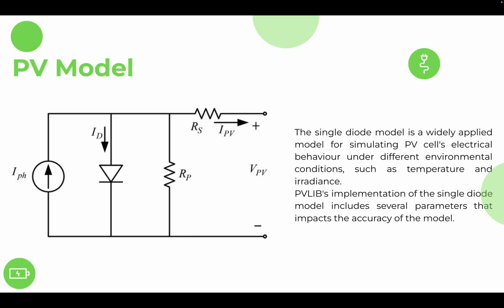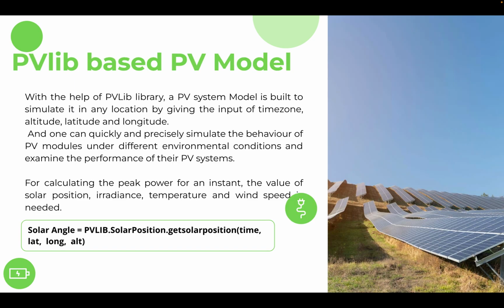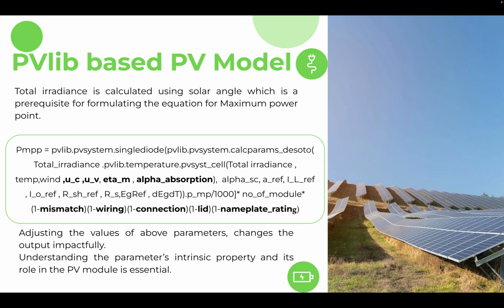The single diode model is a widely used model for simulating a PV cell's electrical behavior. PVLib's implementation of the single diode model includes several parameters that impact the accuracy of the model, such as temperature and irradiance. To calculate the peak power for an instant, you need to know the solar position, irradiance, temperature, and wind speed. Adjusting these values can have a significant impact on the output of your PV system, so it's important to understand their intrinsic properties and their role in the system.